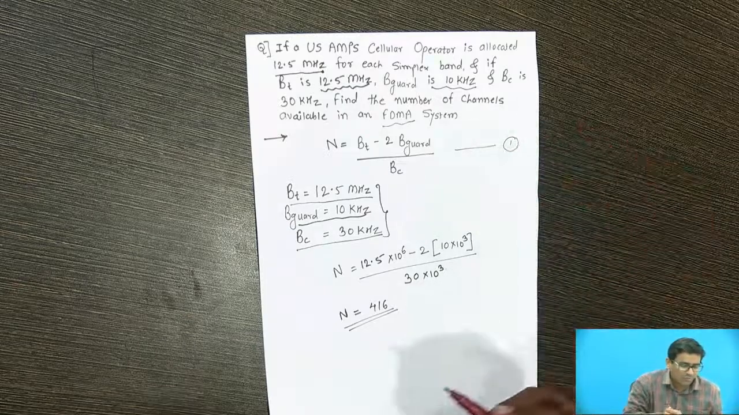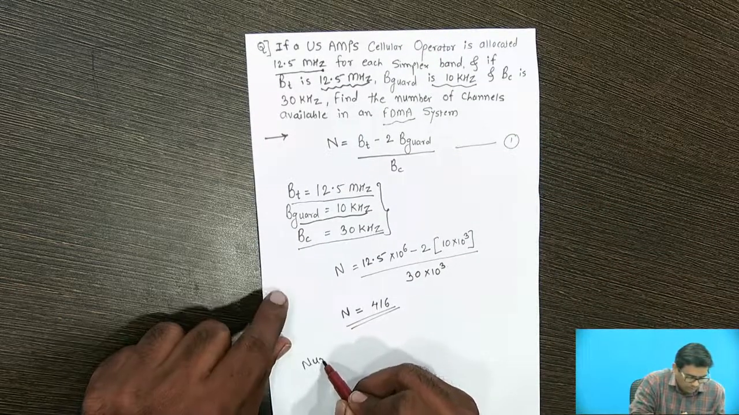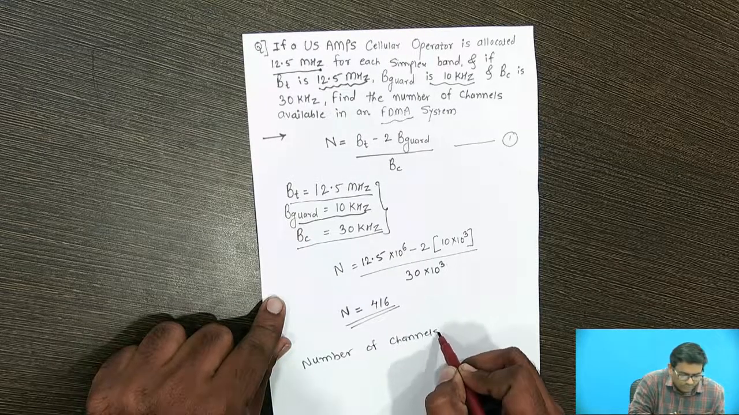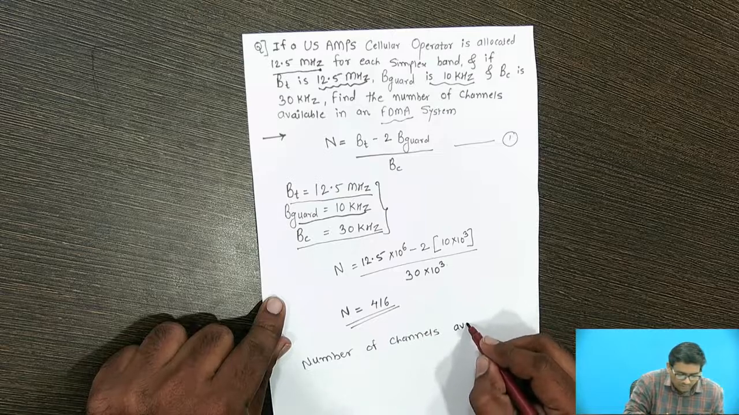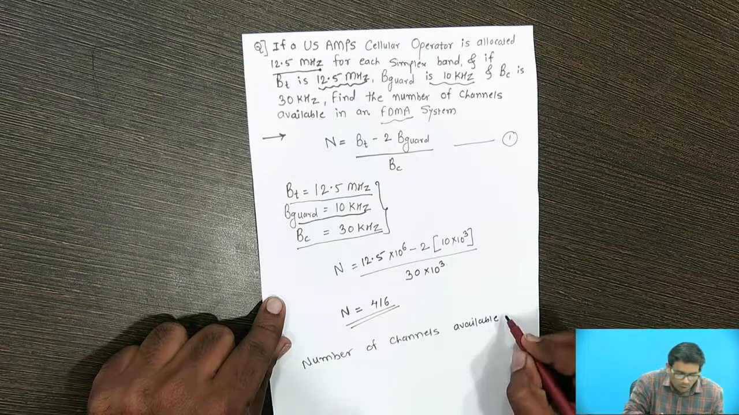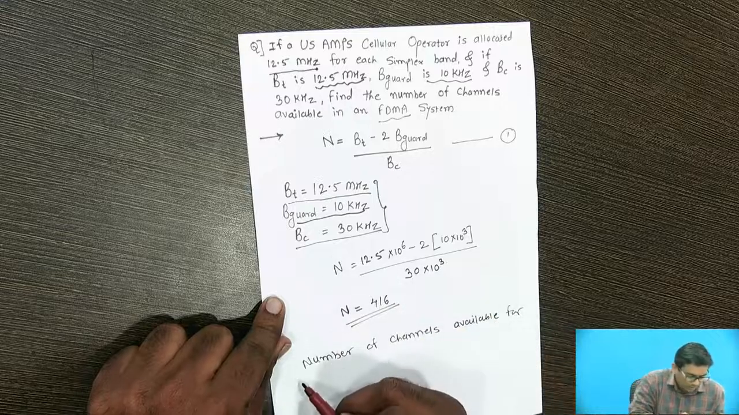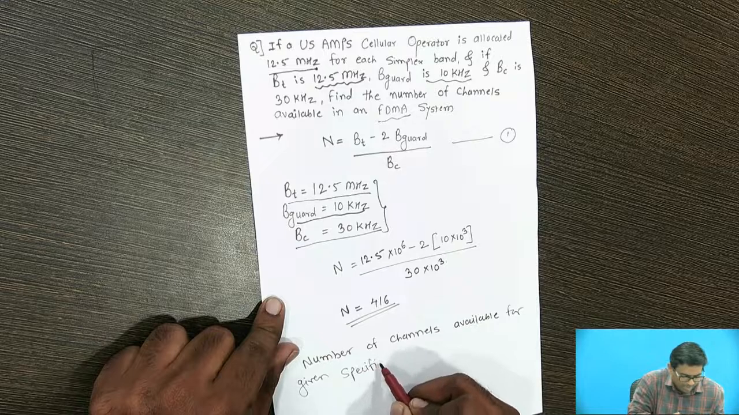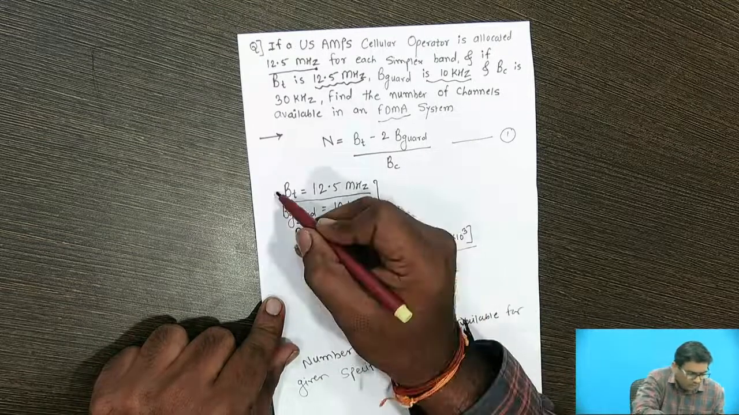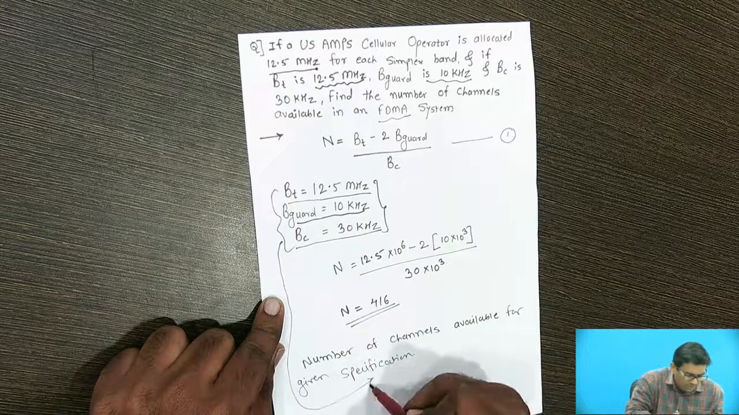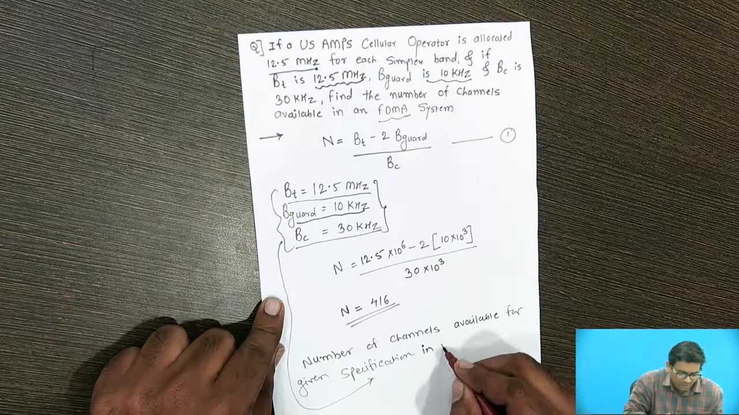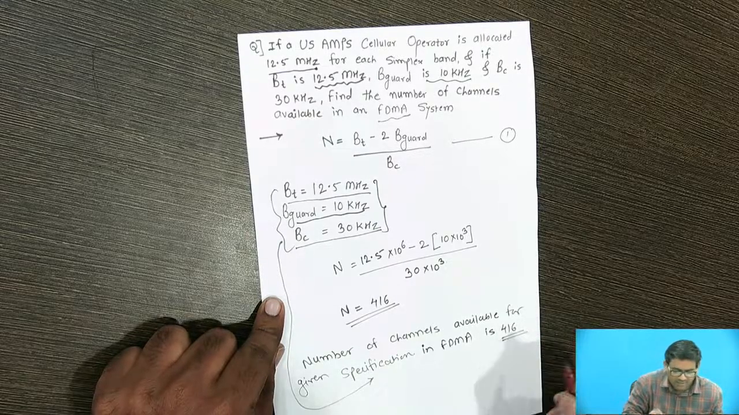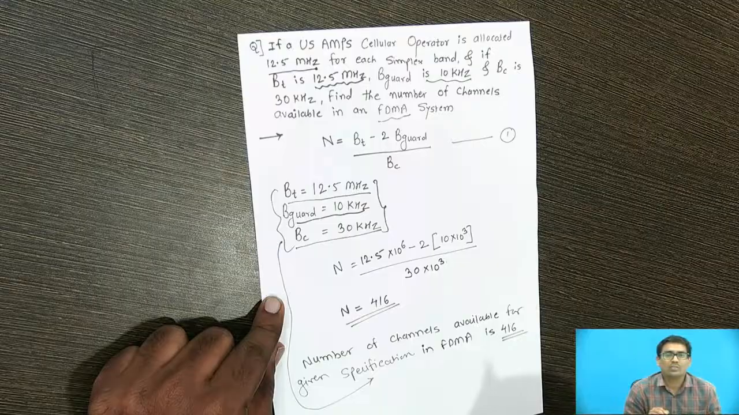Therefore, what we conclude here is that the number of channels available for the given specification in FDMA is 416. Here, given specification means what was provided in the problem. So this is an example.